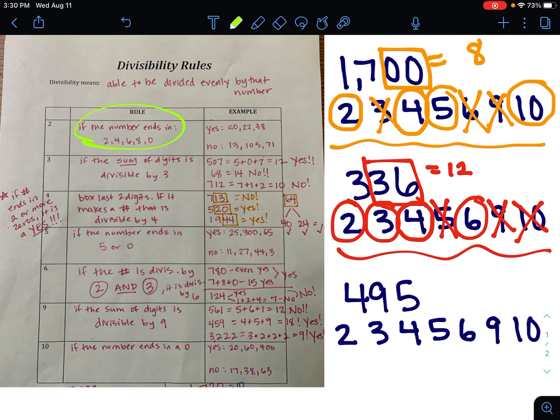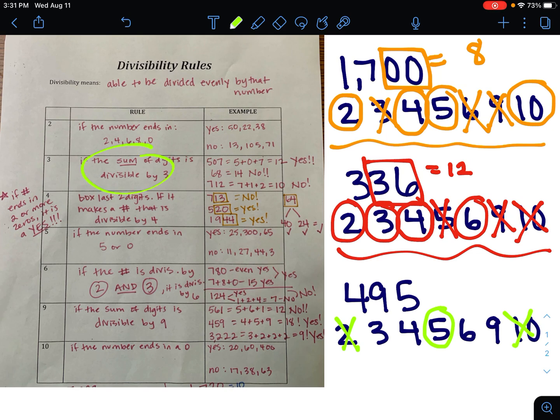Okay, so is the number even? Not this one, it ends in a 5, not a 0, 2, 4, 6, or 8. We go then to 5 and 10. 5 ends in a 5 or 0, that's a winner. 10, no, it doesn't end in a 0, so that's a no.